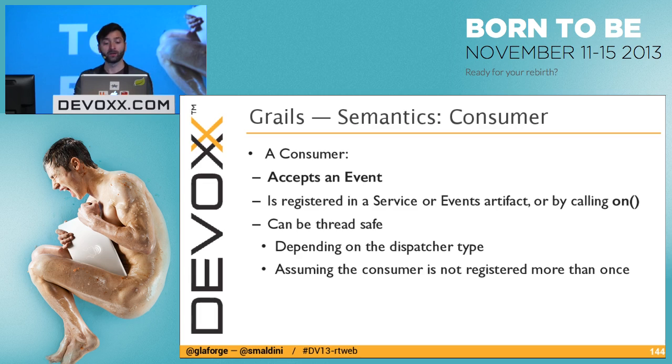Quick reminder, a consumer is the thing that accepts the event. We know that. And if you use a ring buffer, it's thread safe. So if you have a state in your consumer, you know that only one thread is going to mutate your data. So that means no locking needed.